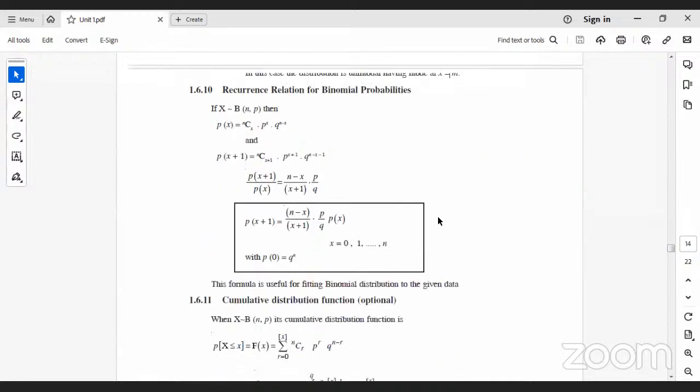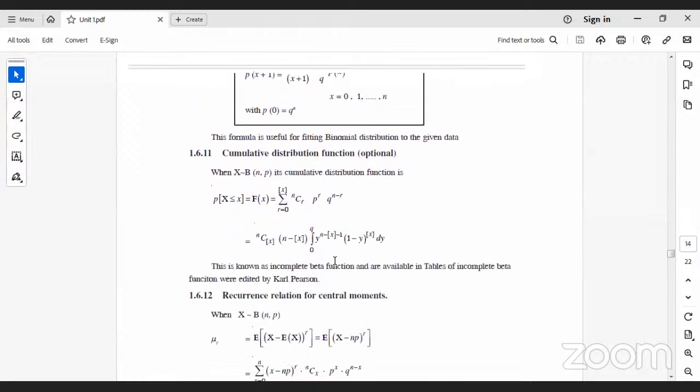So p power x plus 1 minus x by x power plus 1 p by q power x. So p power 0 is equal to q power n. Then the cumulative distribution function. When X follows b(n, p), the cumulative distribution function is P(capital X less than or equal to x), the summation of r equal to 0 to x of nCr p power r q power n minus r.